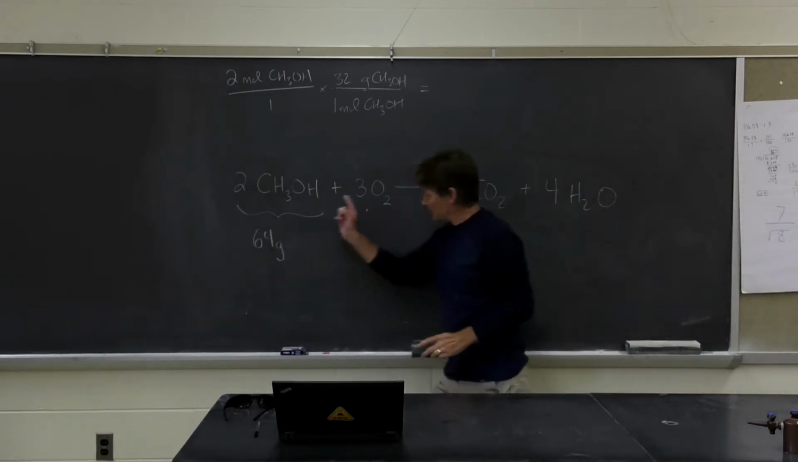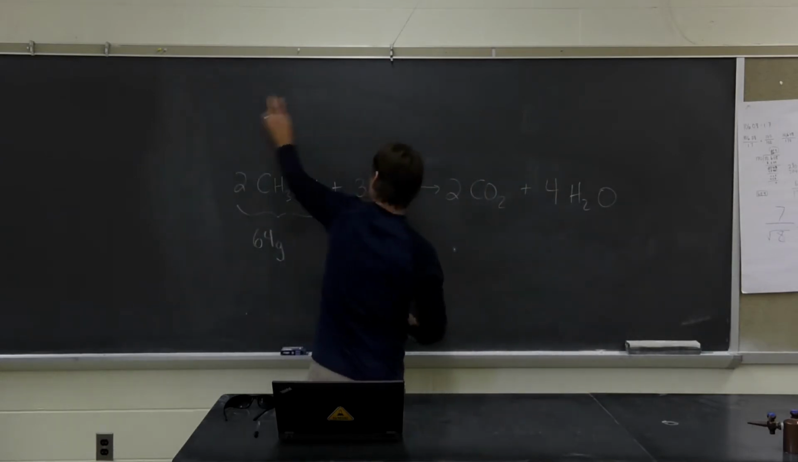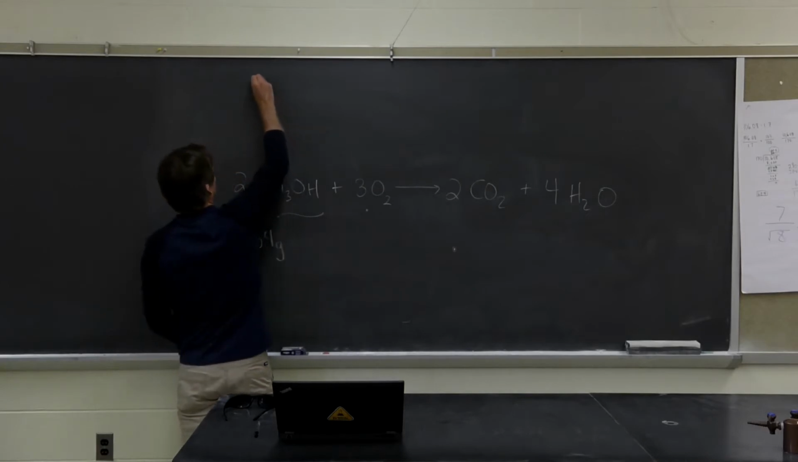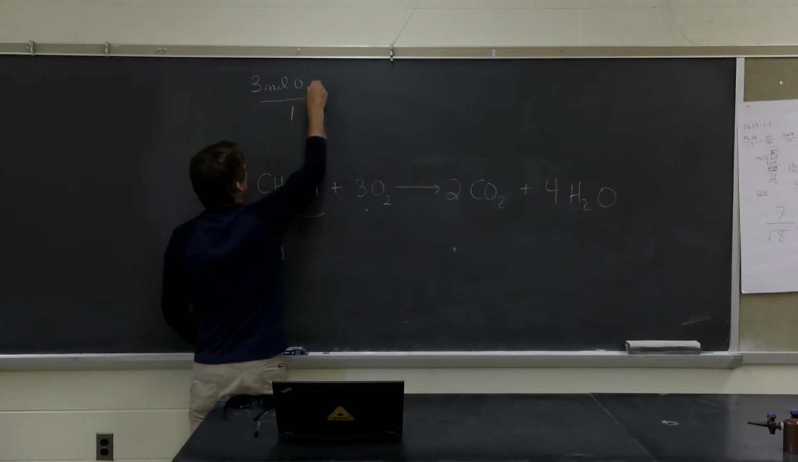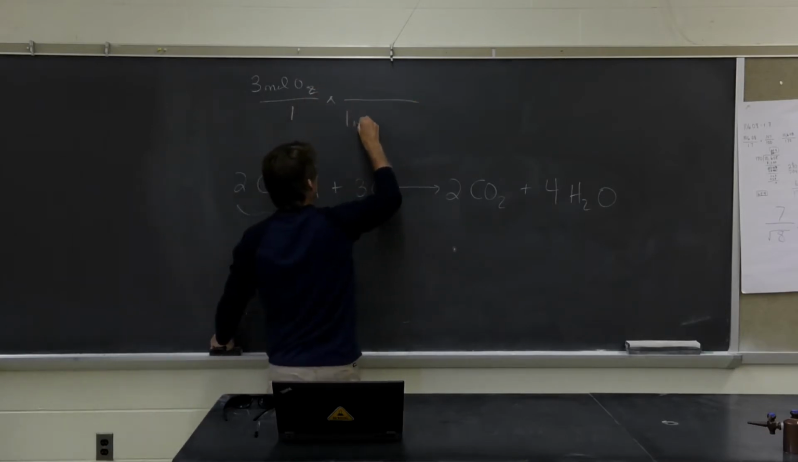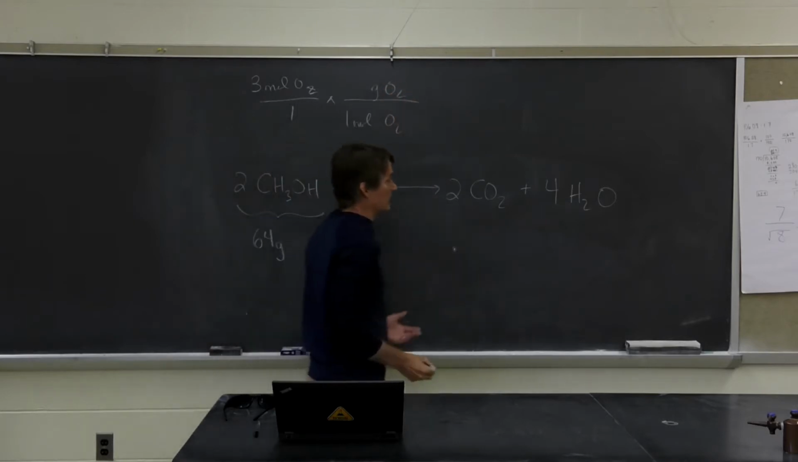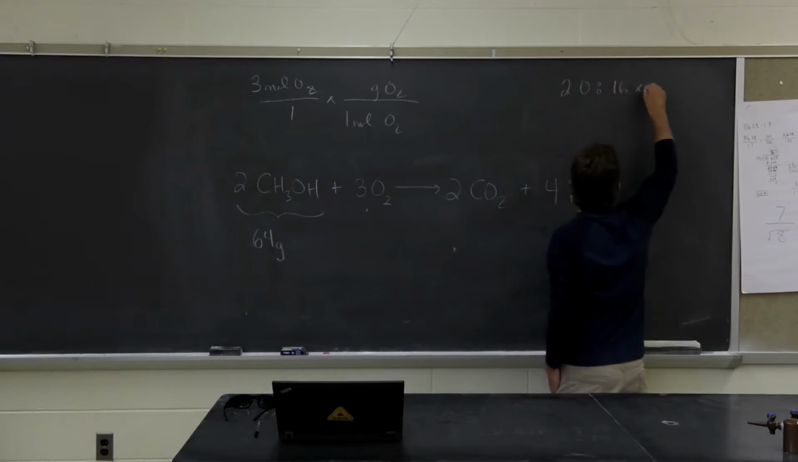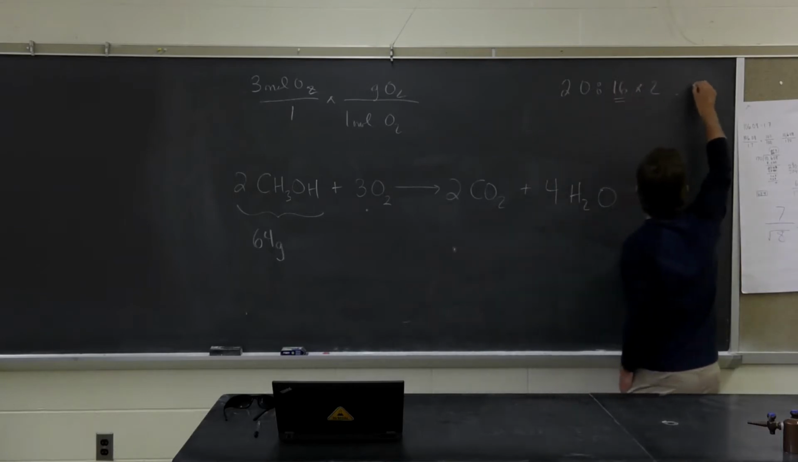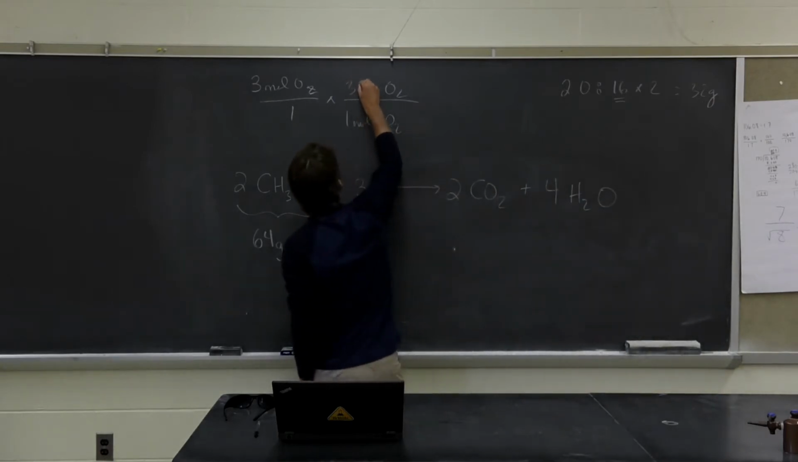Let's try the same thing with O2. Well, according to this relationship that we've figured out, I've got 3 moles of O2. I want to know how many grams of O2 is a mole. Well, I've got 2 oxygens. That's going to be 16 times 2. I get this number by looking it up at the periodic table. That's 32 grams. So let's see. 3 times 32, that's 96.